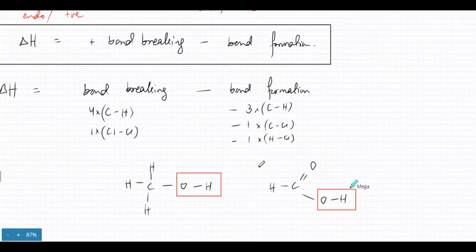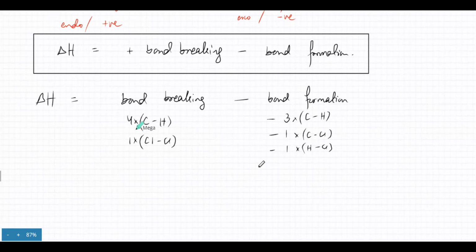Okay, let's rub this off. Just remember, for polyatomic molecules, not all values are going to be exactly the same. Anyway, starting, we're going to try and solve this. So you have to break 4 C-H bonds and you have to break 1 C-Cl bond.